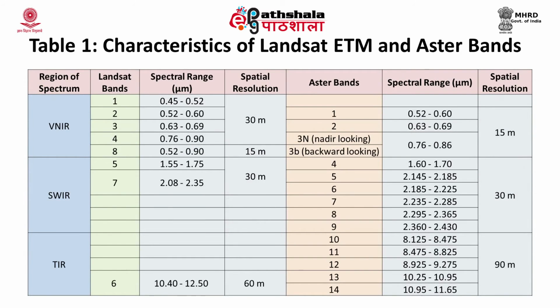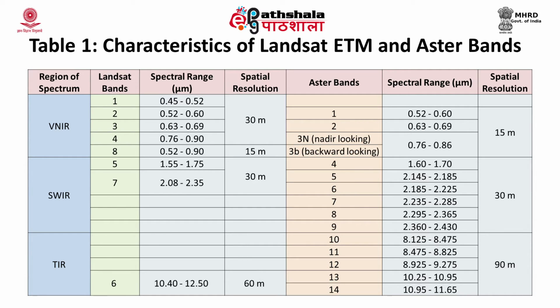And if you compare the Aster bands and the Landsat, in the Landsat you have TM 1 to 4 which will correspond to your Aster band 1 to 3, and in the SWIR, that is short wave infrared radiation, for Landsat TM you have 5 and 7, but in case of Aster you have 4 to 9. 4 corresponds to TM 5 and 5 to 9 corresponds to TM 7. Similarly, if you look at the thermal infrared region, the Landsat TM has one band, that is TM 6, whereas for Aster you have 10 to 14.